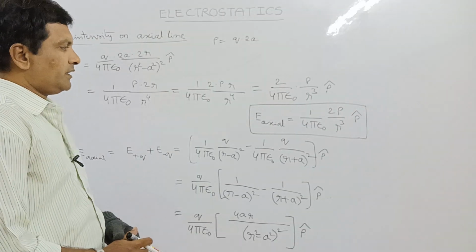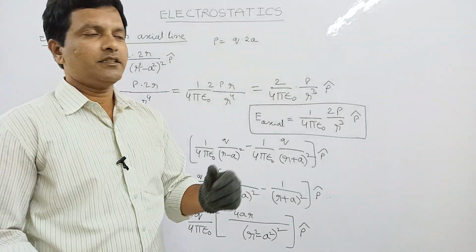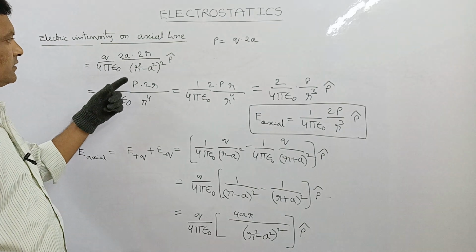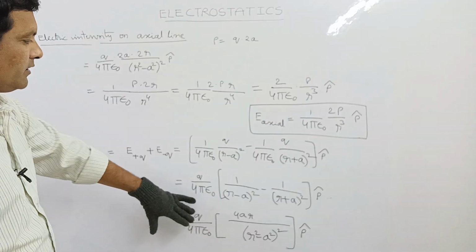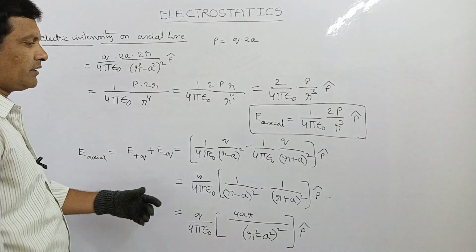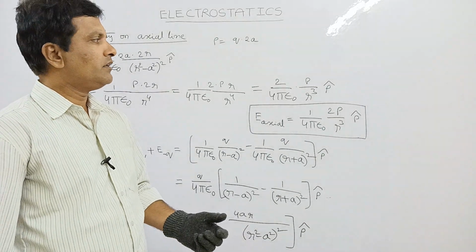This is the electric intensity on the axial line of a dipole. Please take care of the steps I have written on the board, and you can follow these steps and make a note of them if you want.